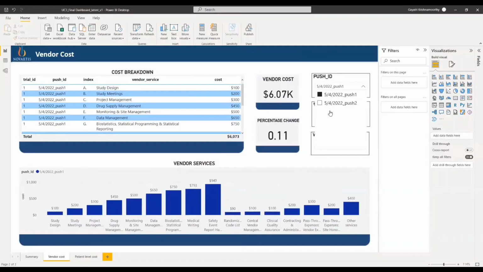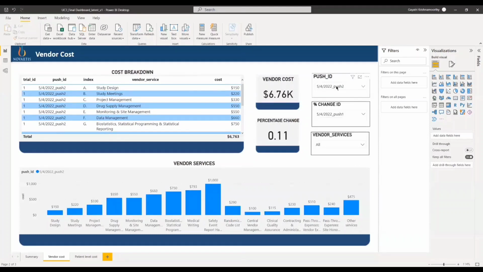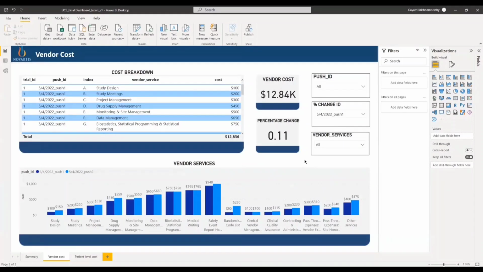So this is the data for push 1. The total cost is about 6.07K. And for push 2, it's about 6.76K. Now let's compare it with push 1. So we see that there's about an 11% change between the total cost. Now let's look at how the cost varies between any of these sub-services.